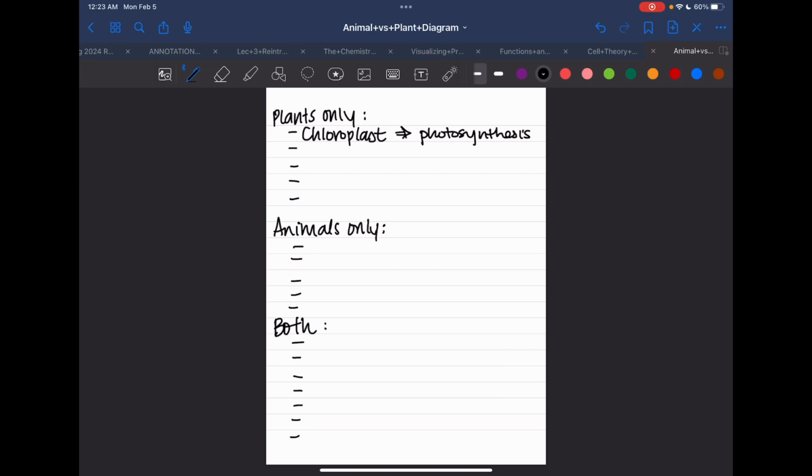So don't forget to do this part, because this part is always the one that people forget and then they lose points. But if you have any questions, let me know.